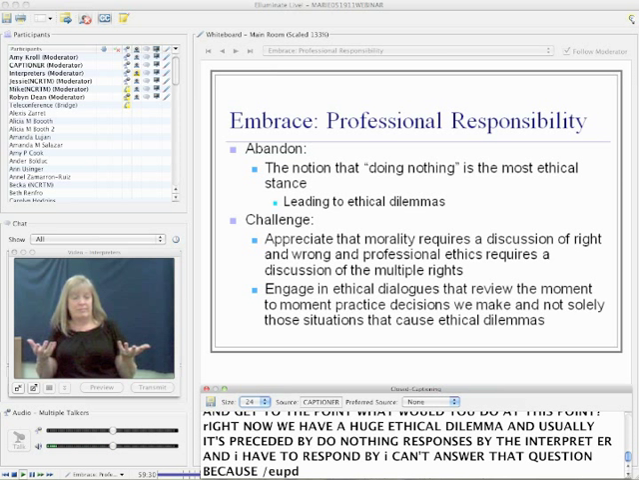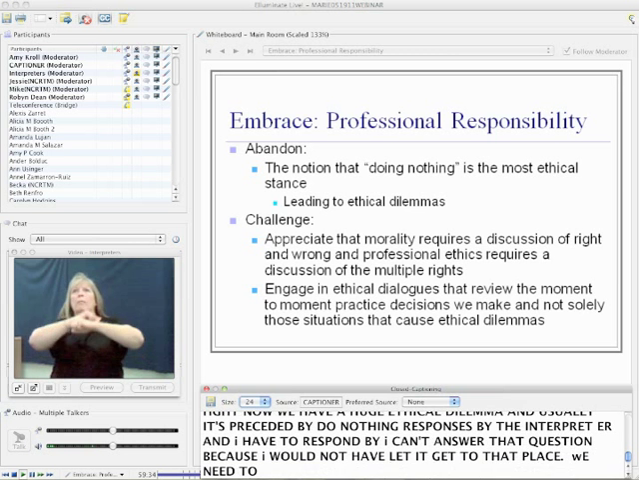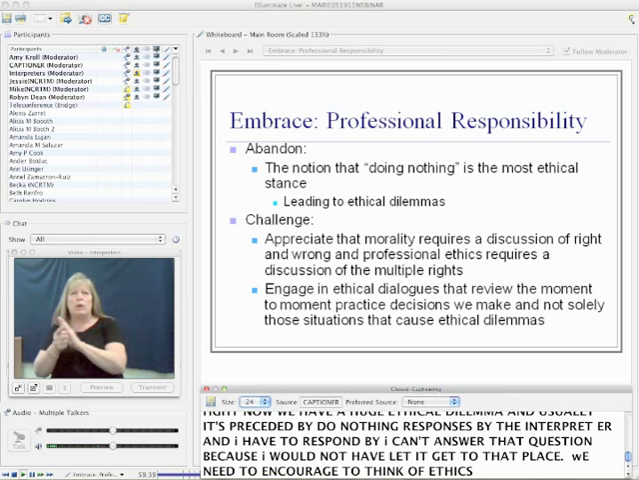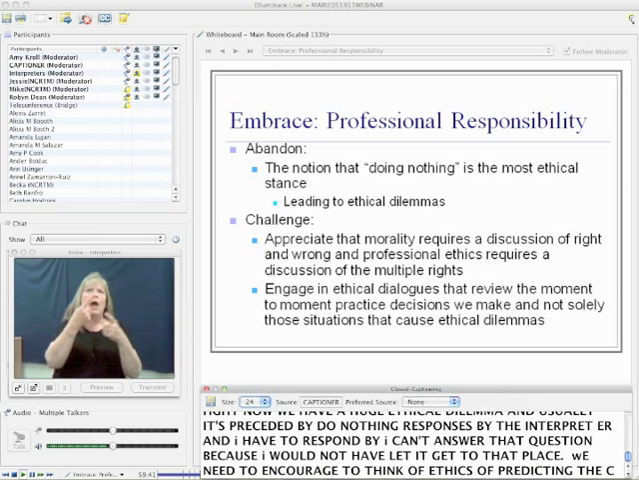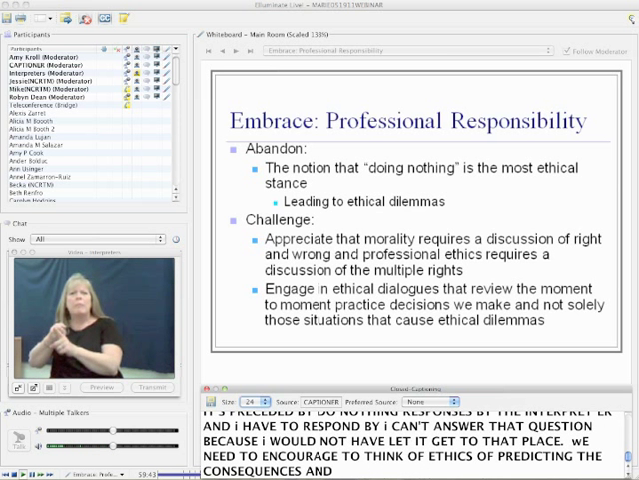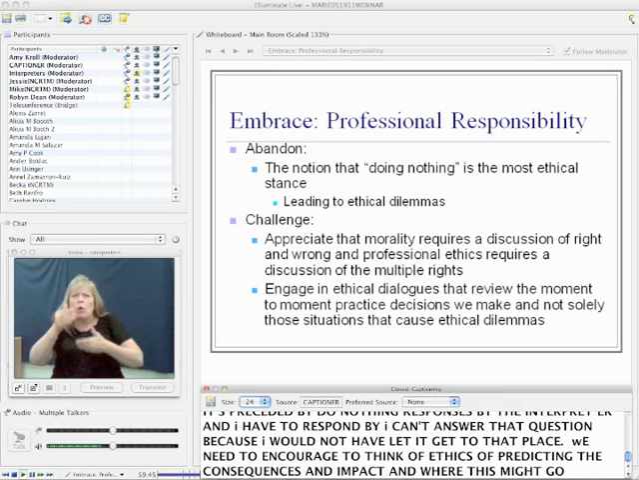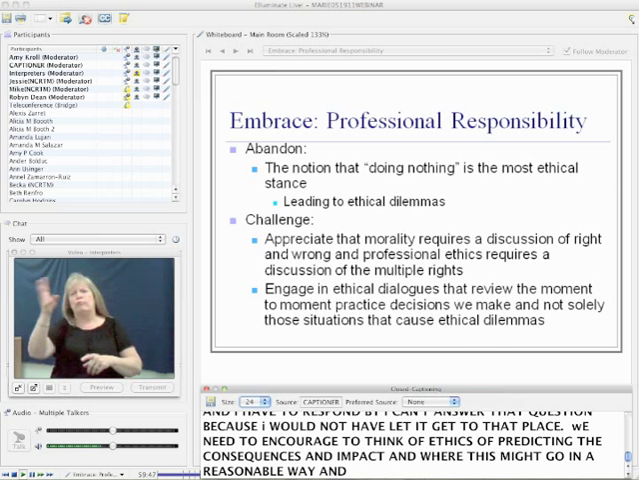We need to be encouraging interpreters to think of ethics as moment-to-moment decisions, predicting the consequences, predicting the impact, predicting where this might go in a reasonable way, and let that inform our decisions based on our values.